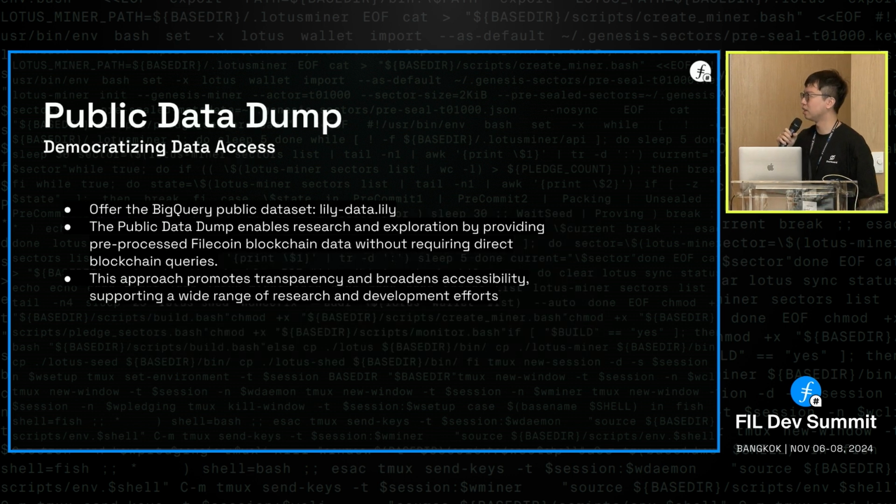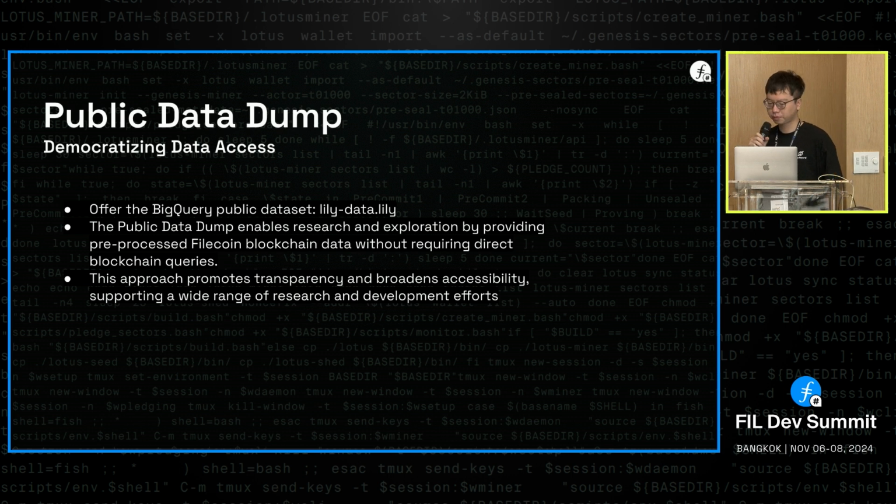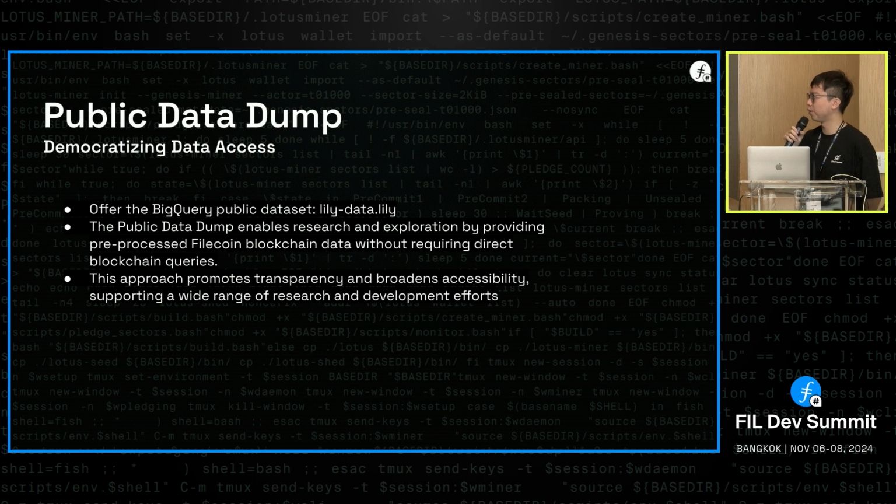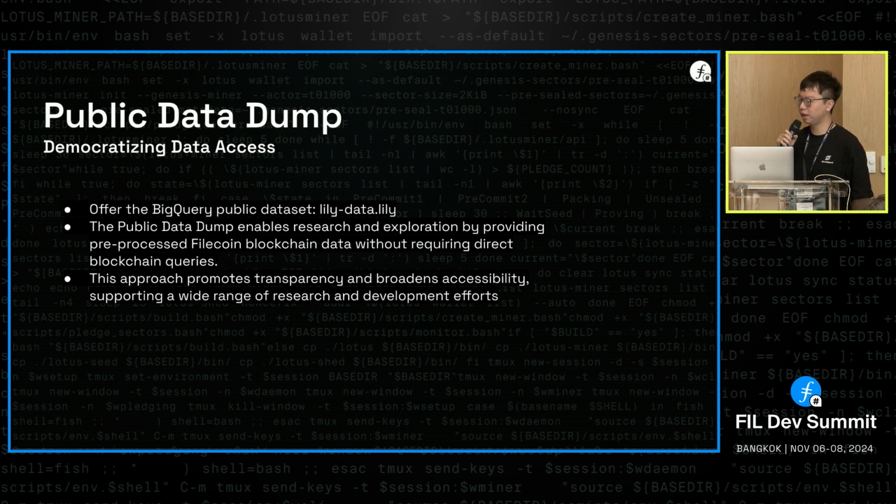The next one is the public data dump. After we collect the data from Lily, we offer the BigQuery public dataset. You can find the public dataset at lily-data.lily. Then users can get the data in BigQuery directly, so it's very helpful. The data is ready to use, so you don't have to query the data from the blockchain.